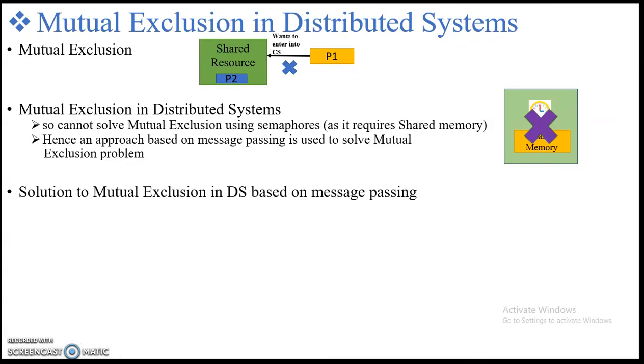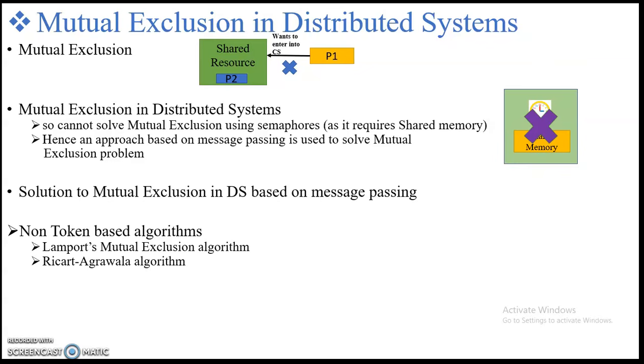So, what all solutions are there to achieve mutual exclusion in distributed systems? Obviously the solution will be based on message passing. There are basically two types of algorithms to achieve mutual exclusion. The first one is non-token based algorithms, wherein the message passing or the synchronization takes place with the help of timestamps, and these timestamps are passed using messages. The algorithms are Lamport's mutual exclusion algorithm and the Ricart-Agrawala algorithm.